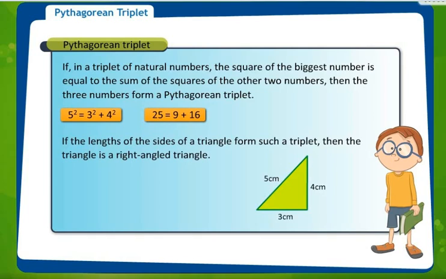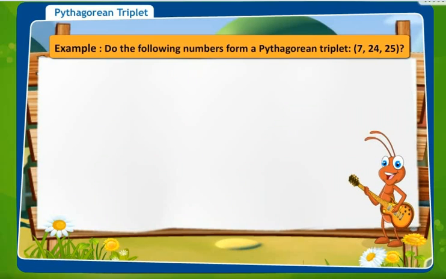Now how do they obey the law and how do you come to know that they are the Pythagorean triplet? If the lengths of the sides of the triangle form such a triplet, then the triangle is a right angle triangle. That means the square of the highest number is equal to the sum of the squares of the other 2. That means the triangle that will be formed will always be a right angled triangle.